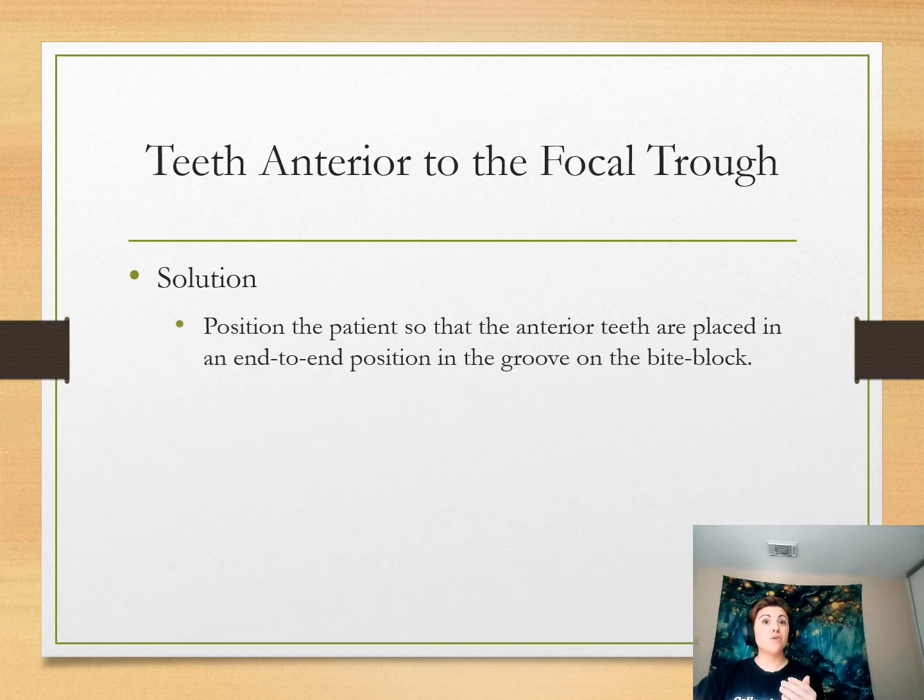Okay, so if they're too far forward, then in order to fix this issue, we have them slide their teeth back until they fall into the groove or the notch on the bite block. To do this, we put our patients into the focal trough. Just a reminder that the focal trough is this imaginary curved space shaped like a horseshoe that we need our patients' arches to fall into so we get the right detail on this image.